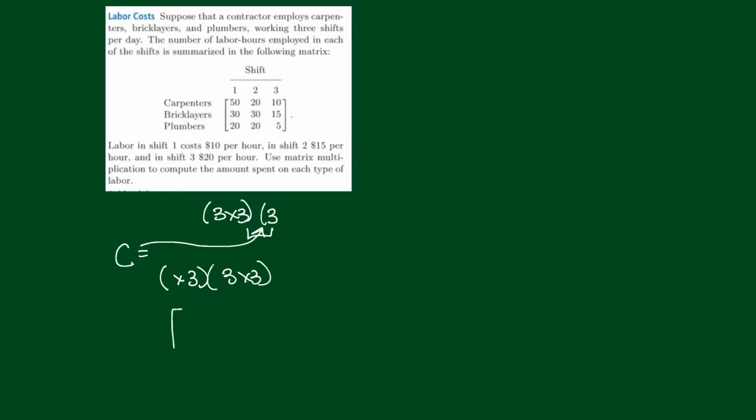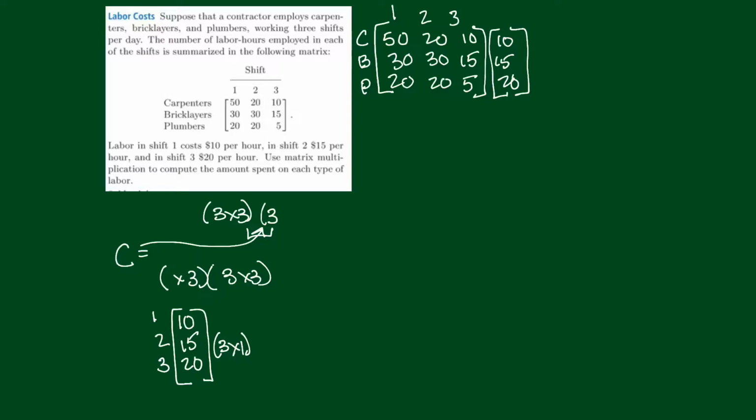So let's put our labor costs in here. So we might have for shift 1, shift 2, and shift 3, what do we got? Shift 1 is $10 an hour, shift 2 is $15 an hour, and shift 3 is $20 an hour. Now if I write it like this, it is a 3 by 1, and if it's going to be a 3 by 1, we're going to have to put it on the right side, right? So we would have this matrix up here times hours. So I rewrote the matrix here. I took this matrix here and wrote it here, and then I wrote our labor cost matrix to the right side.